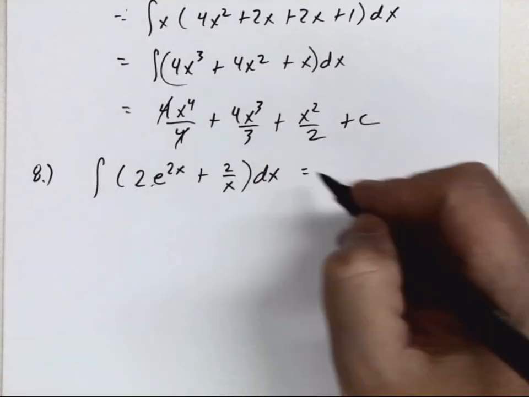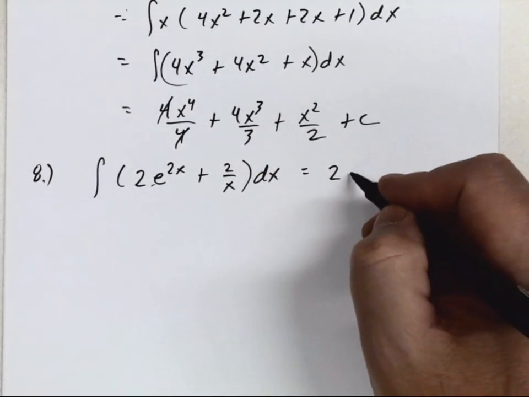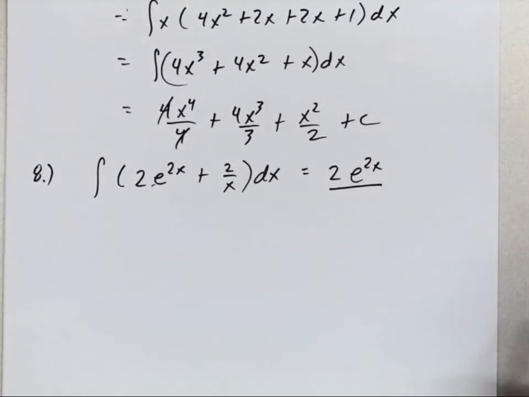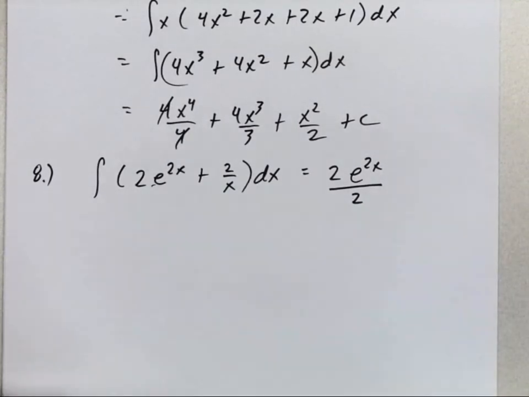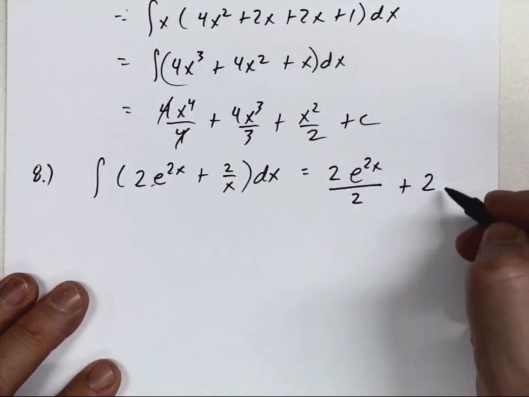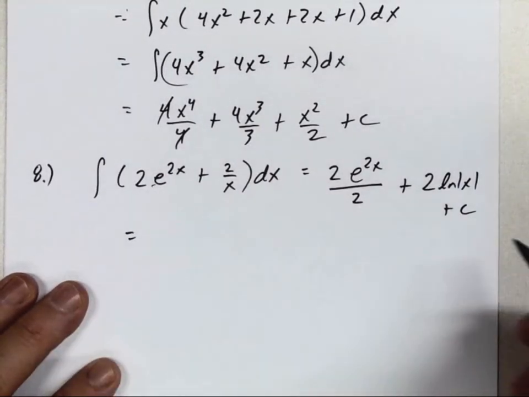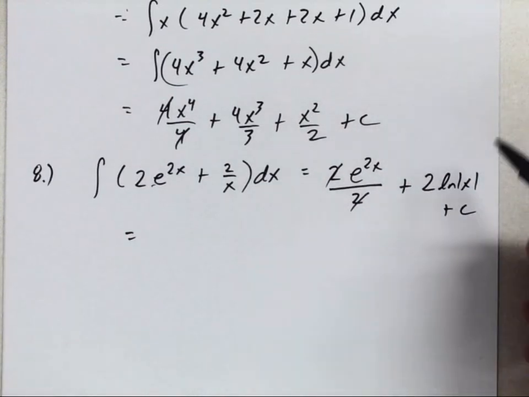So let's just go and do it. So the 2 stays. When you integrate this natural exponential function, you just rewrite it, and then you divide it by the derivative of your exponent. 2, the integral of 1 over x is natural log of x. So by the time you're all done, actually I don't need to do this because these just cancel out. It should be e to the 2x plus 2 natural log, absolute value of x plus c, and that is correct.